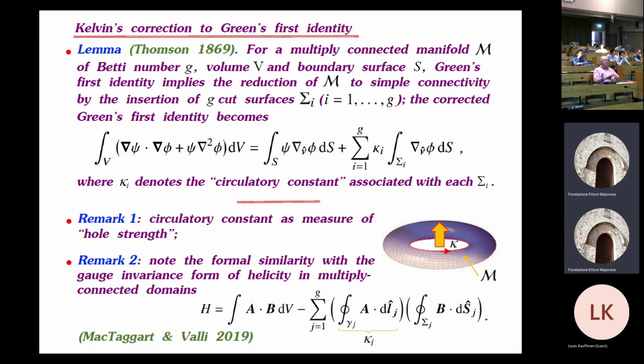We can interpret this, instead of circulation, as a flux through a cut surface, plus the contribution from the cut surface itself. So this is the work of David McTaggart and Valley. That was JFM, I think, David, 2019. Very interesting analogy. I want to go back to the influence of topology in physics.